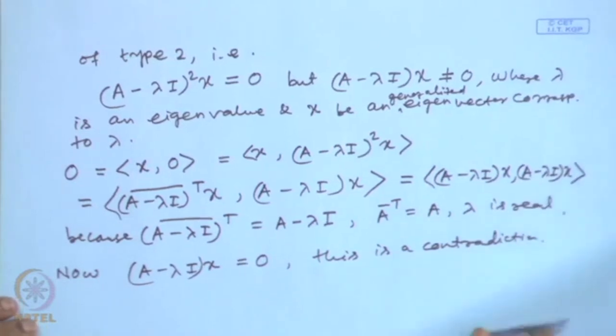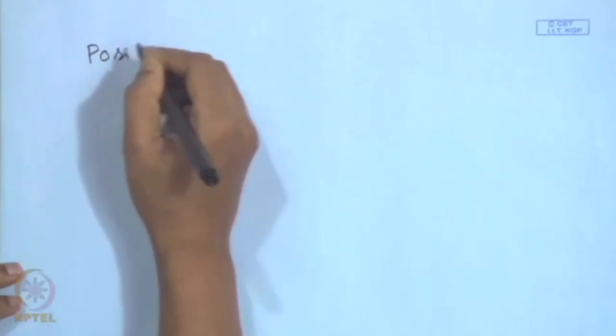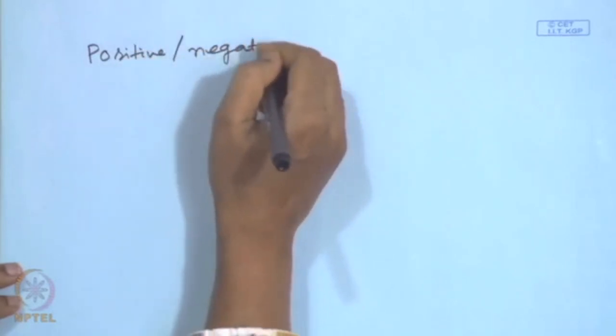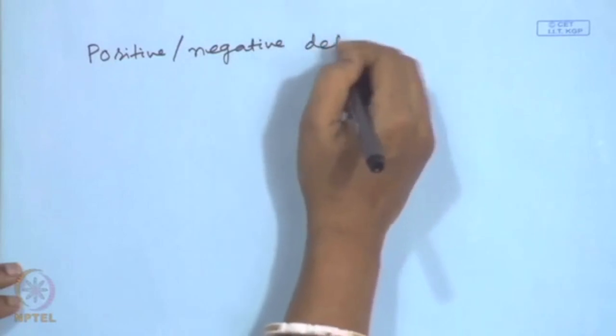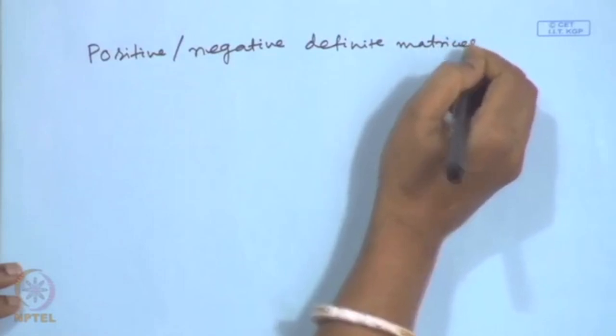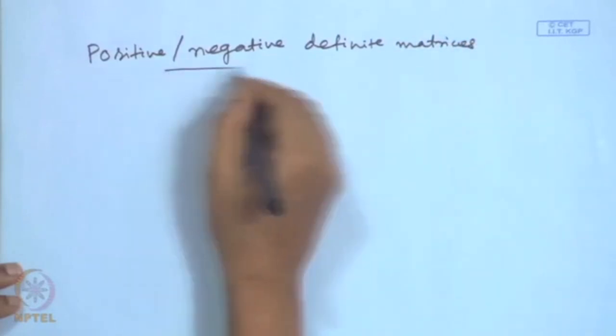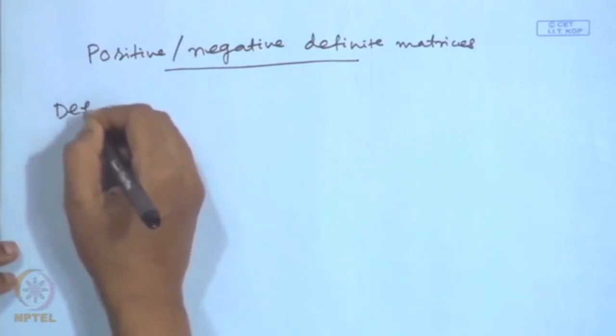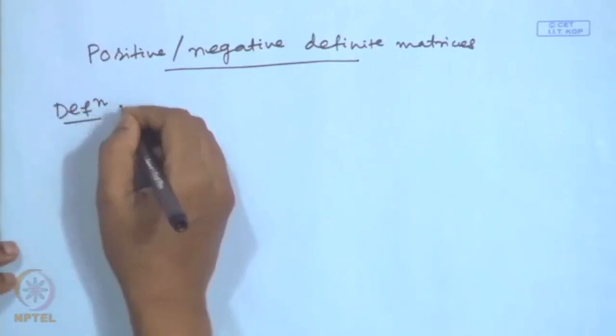Next, we shall see positive or negative definite matrices. For this we shall define one terminology that is called the Hermitian form.